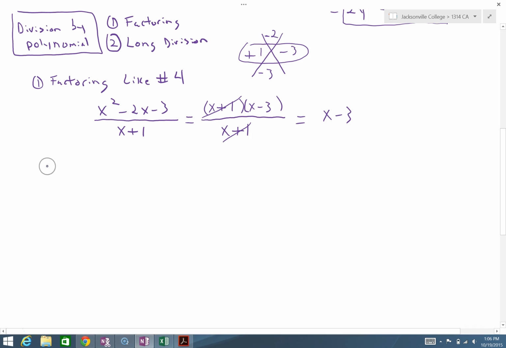All right, now let's look at the long division method. Long division. This will be like number 7. All right, let's say we have a cubed plus a squared minus 9a minus 9, and we're dividing by a minus 3.